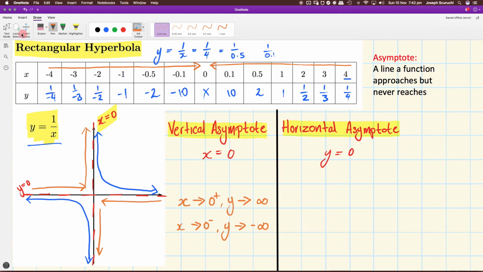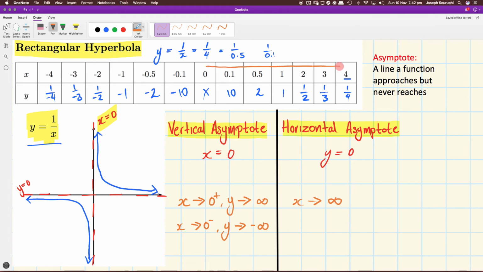Let's do some rubbing out. Don't need those anymore. We're now going to look at what happens when x approaches infinity. So what happens when x approaches infinity this time? I'm going in the opposite direction, so this time I'm going this way. As x approaches infinity, what is happening to my y?